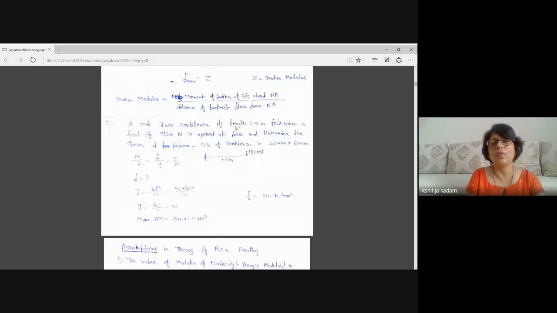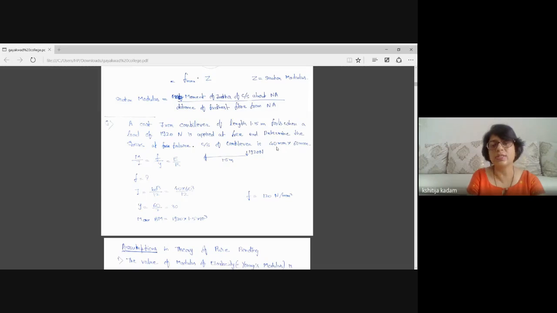A cast iron cantilever of length 1.5 meter fails when a load of 1920 Newton is applied at free end, and determine the stress at the failure. The cross section of cantilever is given 40 mm by 60 mm. So it is under bending. So I will use the formula M upon I is equal to F upon Y. F has to be calculated.